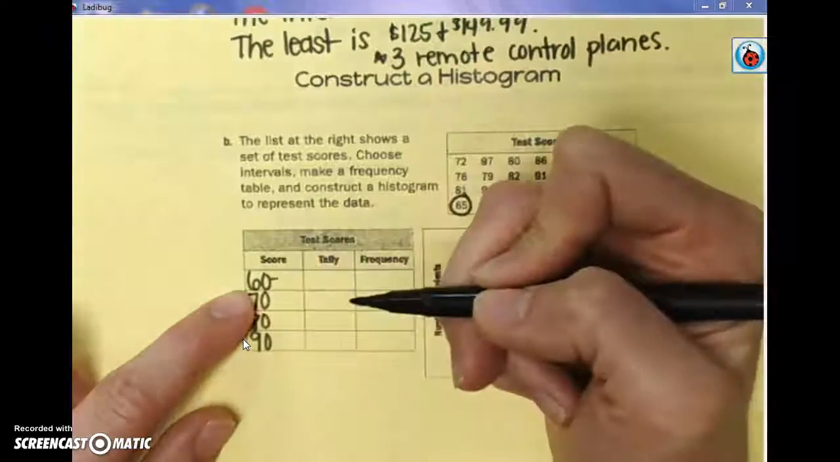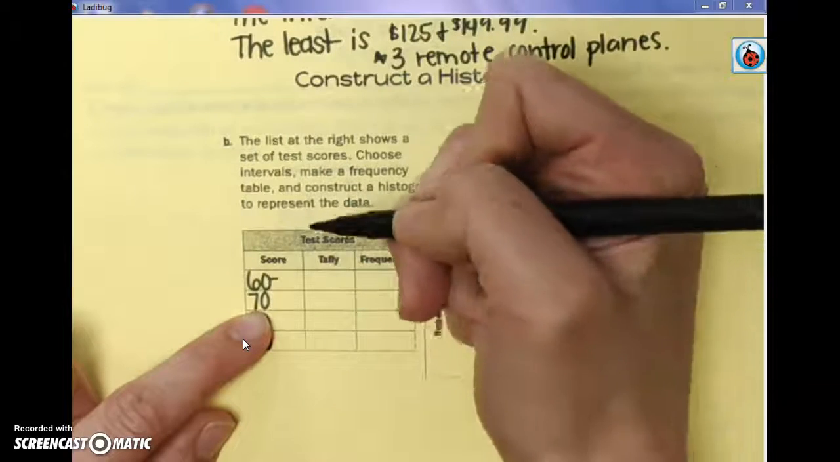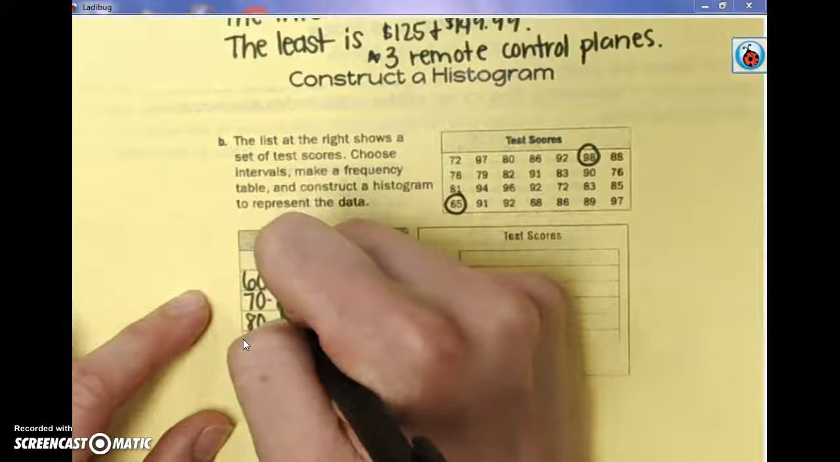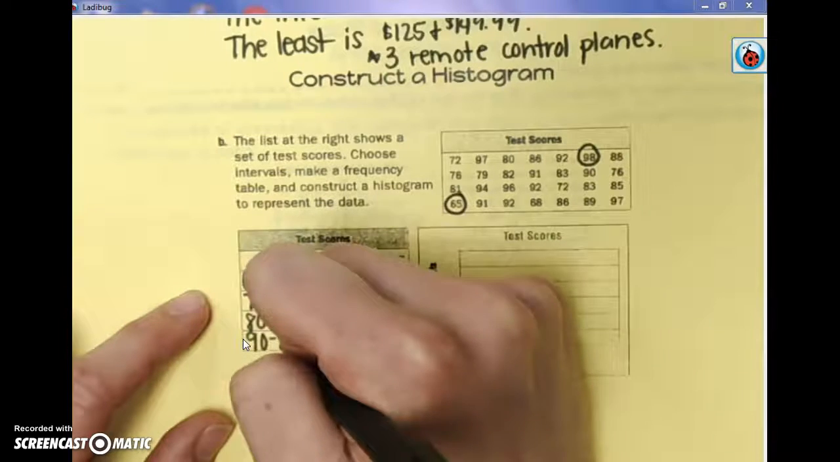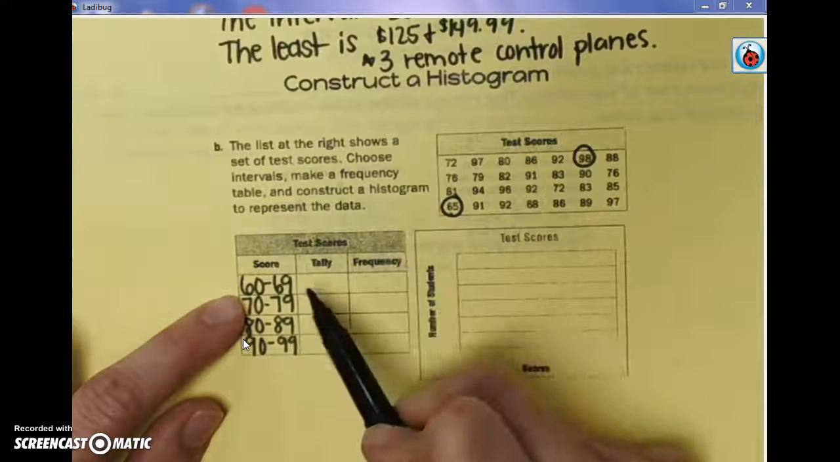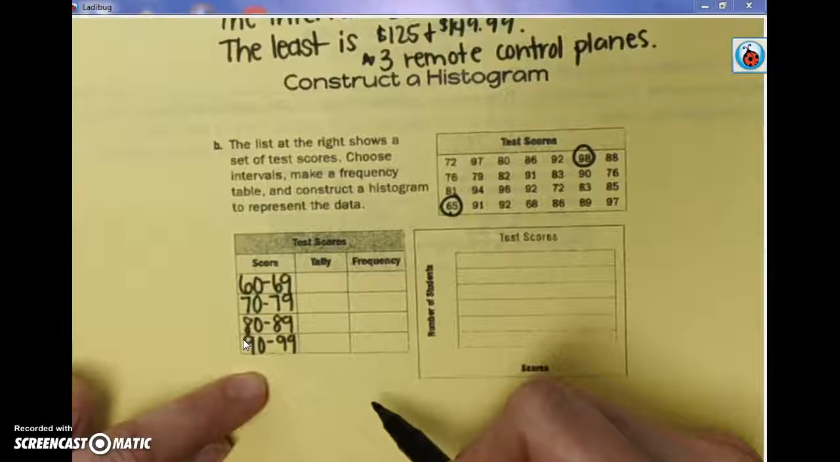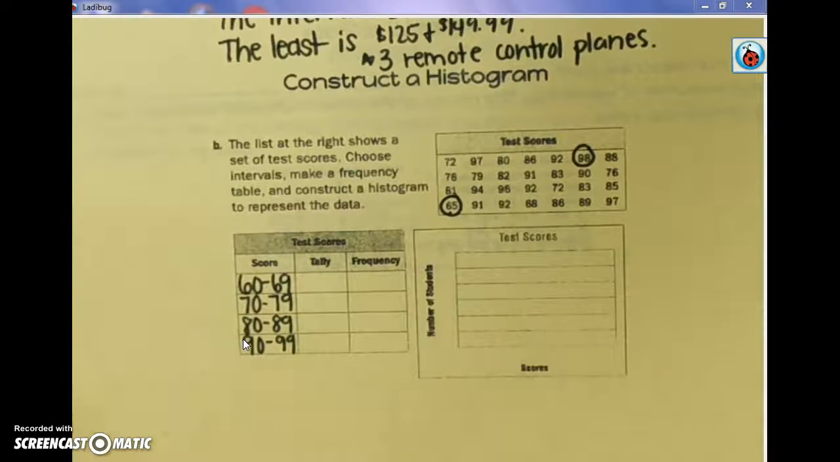So what would 60 have to go through, do you think? Anyone know? Campbell? 60 through 69. Then 70 through what, guys? 79. 80 through? 89. 90 through? 99. Okay. Will the smallest one fit in our numbers? Yes. Will the largest one? It will, won't it? Because it's 98. That fits into the 90 through 99 category. Do you think all of us are going to have the same intervals? No. Every single time? No. And that's okay.